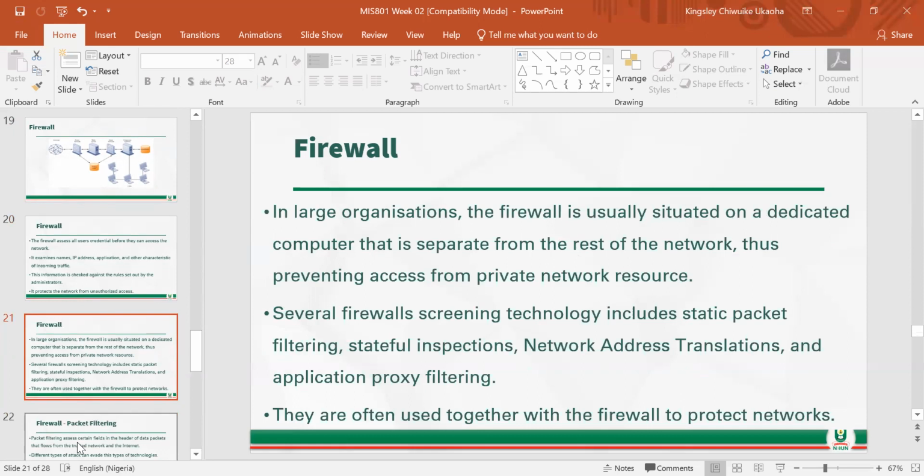In very large organizations, the firewall is usually situated on a dedicated computer that is separate from the rest of the network, thus preventing access from private network users. Several firewall screening technologies include static packet filtering, stateful inspection, network address translation, and application proxy filtering. They are often used together with the firewall to protect networks. Then, on your computer, you also have another component called Windows Defender, which is added to your firewall to improve your security.